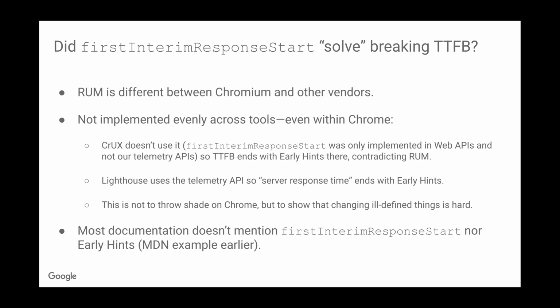And I'm equally not trying to throw shade on the Chrome side, but I just wanted to show that changing ill-defined things is hard. And we implemented that a couple of years ago, and we haven't really improved the situation since then. And similarly, most documentation doesn't mention either first interim response start or early hints. So the MDN example earlier. And those that do try to document it, like web.dev, have this huge paragraph that's horrible to read and confuses the whole situation probably more than it solves it.